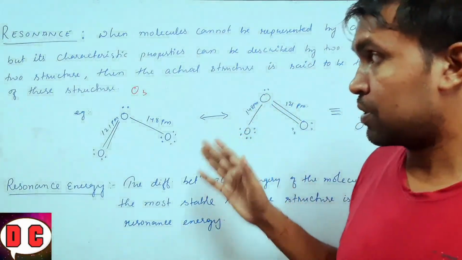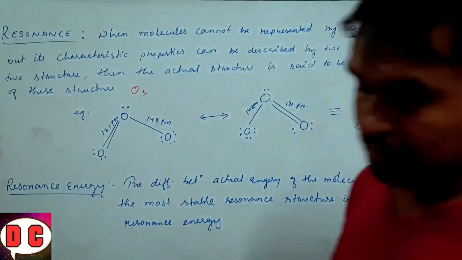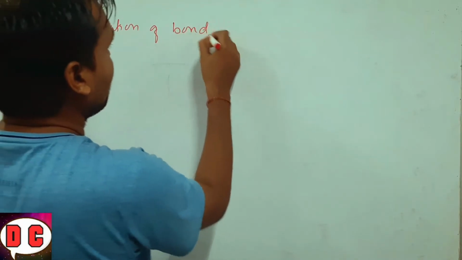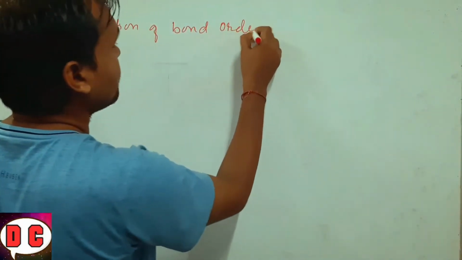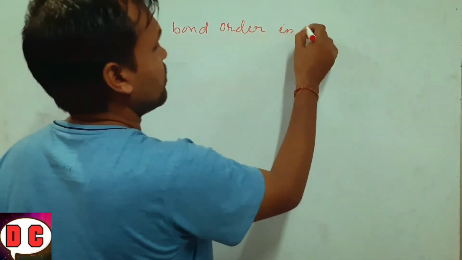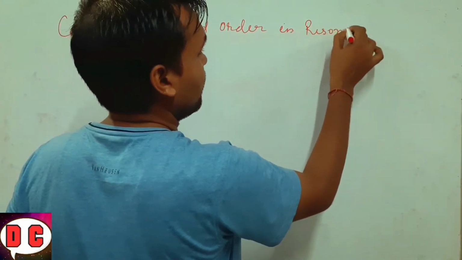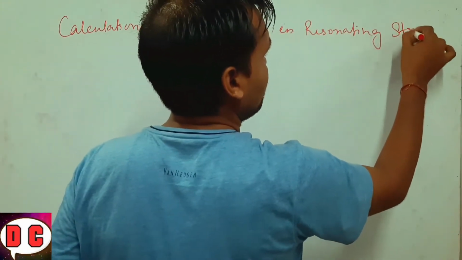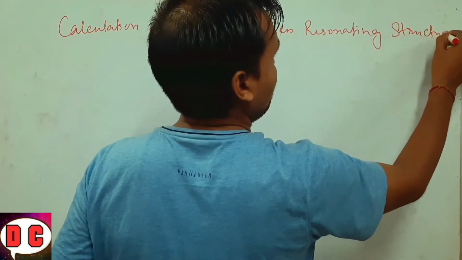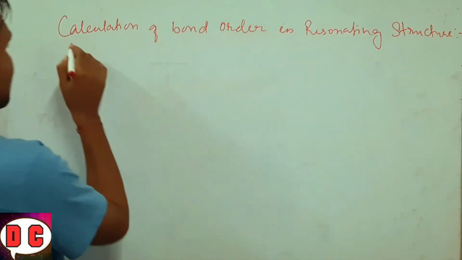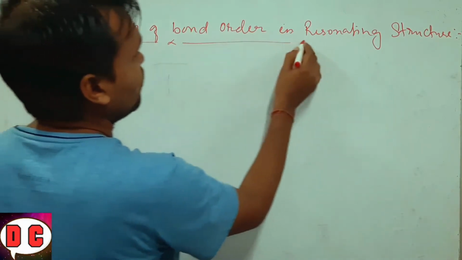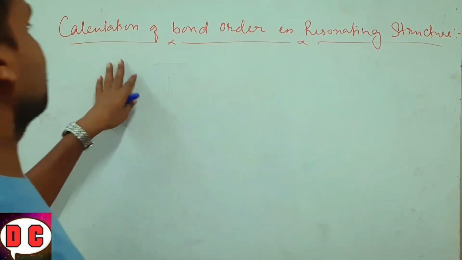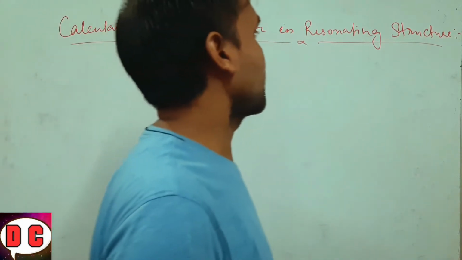So pause the video, take down the notes. Bond order: calculation of bond order in resonating structures. Resonating structure is a very important topic. So students, try to learn it properly, not only for your board examinations, it is very important for your competitive exams as well.